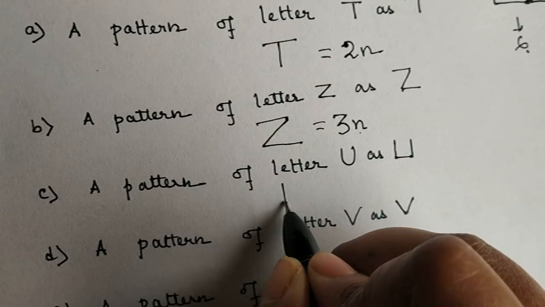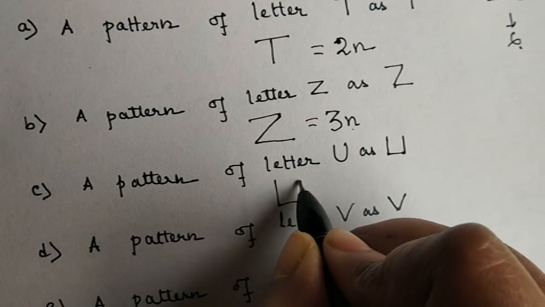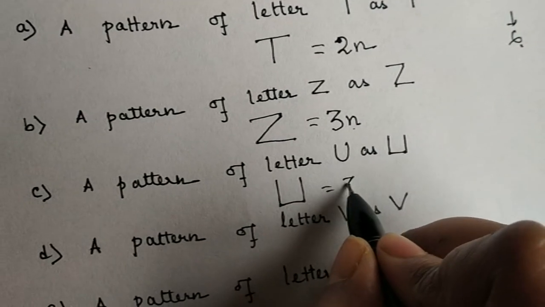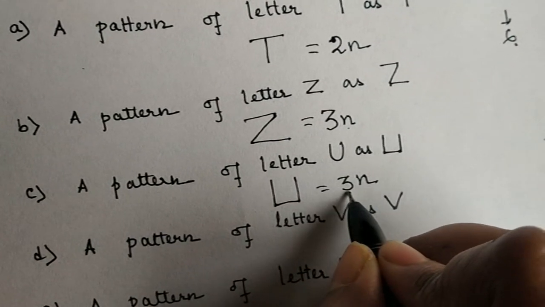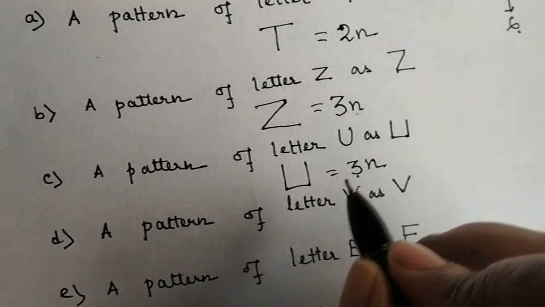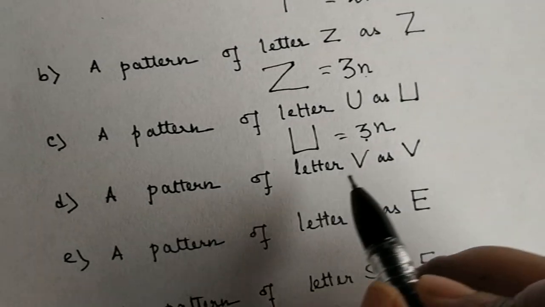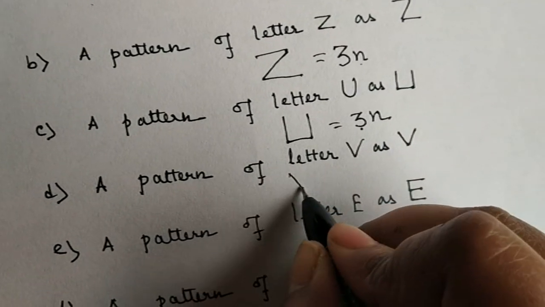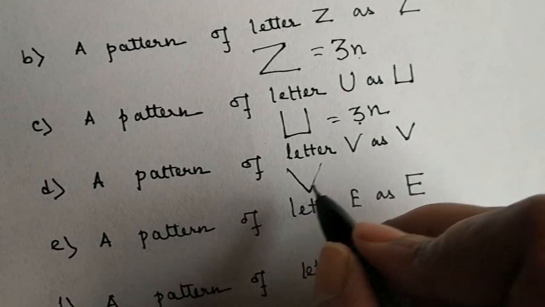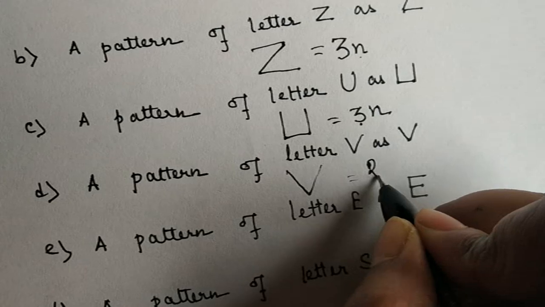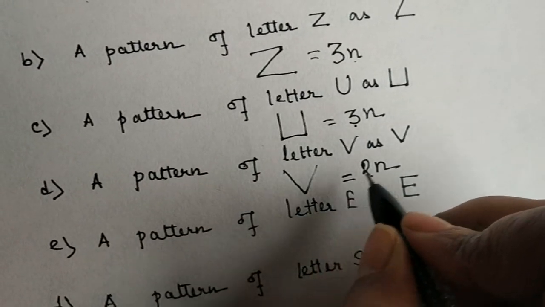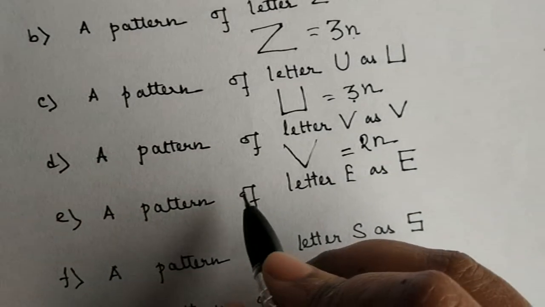Now coming to the next part, a pattern of letter U. Here we can see 1, 2, 3. 3 mastics are used to form U. That means it will be 3n. 3 is the number of mastics in one alphabet and n is the number of U. Now next, a pattern of letter V. Here we have seen 1, 2. 2 mastics are used to form this alphabet. So it will be 2 into n. So 2 is the number of mastics in one alphabet and n is the number of V we have.